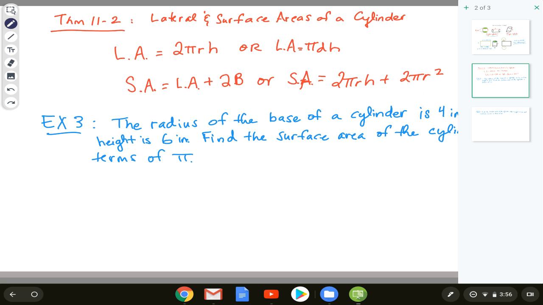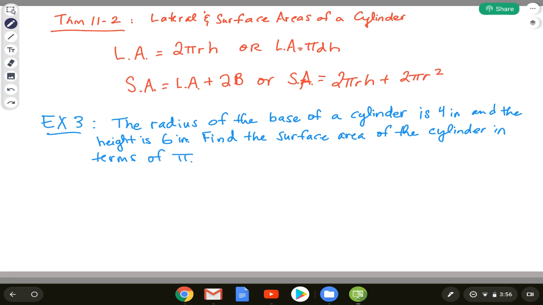Theorem 11.2 is just restating what those formulas are. So in example 3, the radius of the base of a cylinder is 4 inches and the height is 6 inches. Find the surface area of the cylinder in terms of pi. So remember, the surface area is going to be the lateral area plus 2 times the area of the base. Or we can write it as 2 pi rh plus, oh, I'm sorry, I got to put my 2 in there, 2 pi r squared.